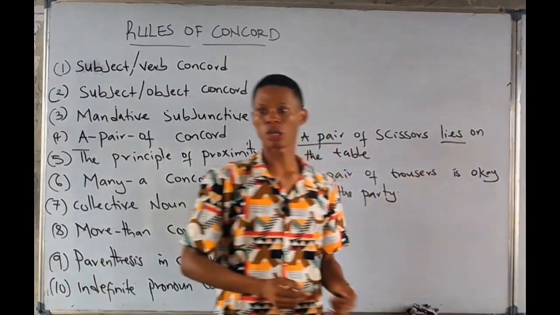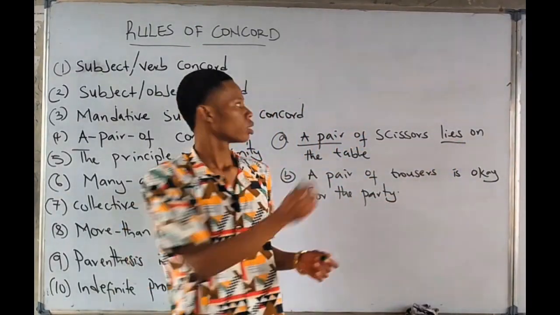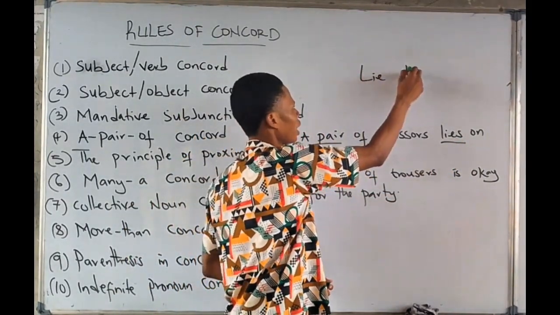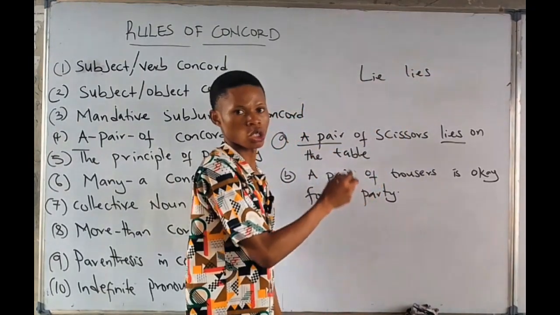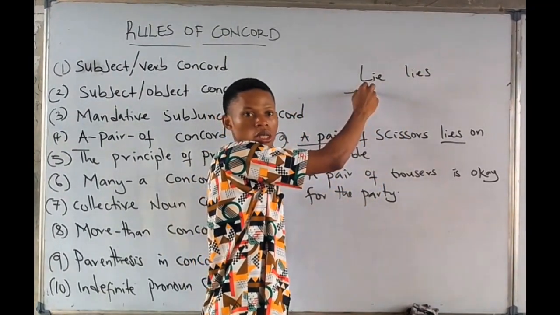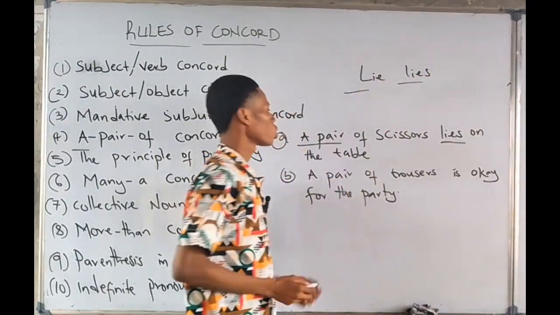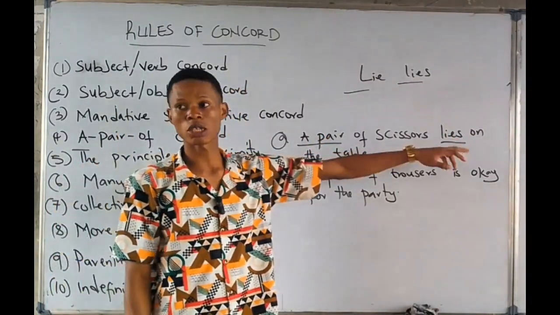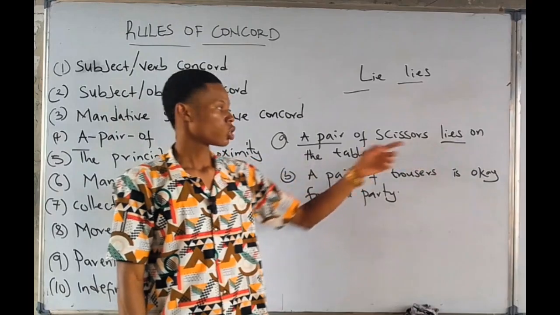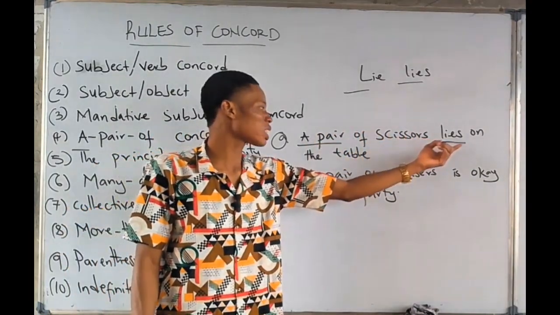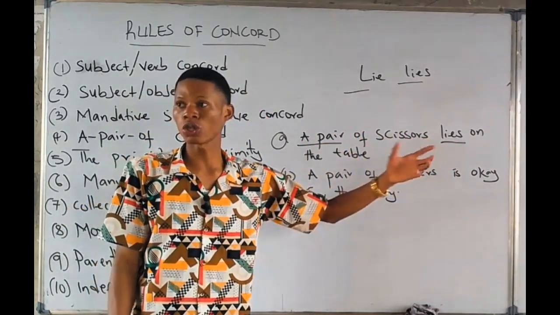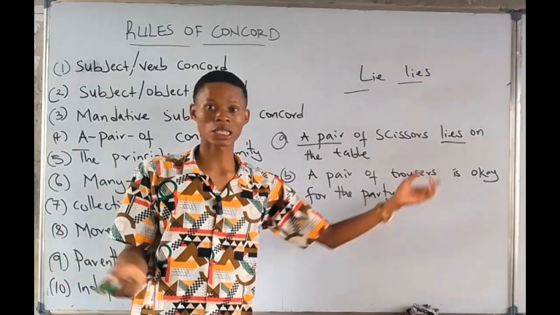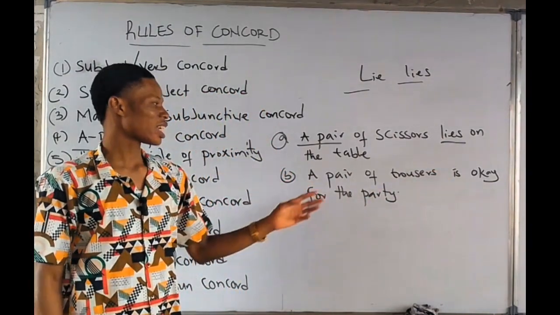Lie, lies, which is singular, which is plural? This is what? And this is what? Good. So because you're using a pair of, it will attract a singular verb, is it not? So a pair of scissors lies on the table. Lies. You use the word lies. The verb lies. Singular.